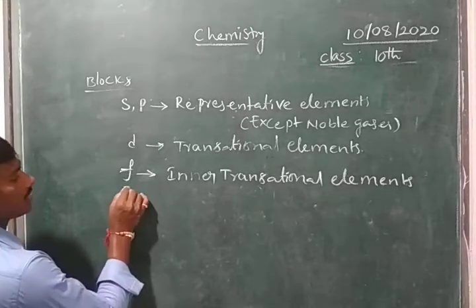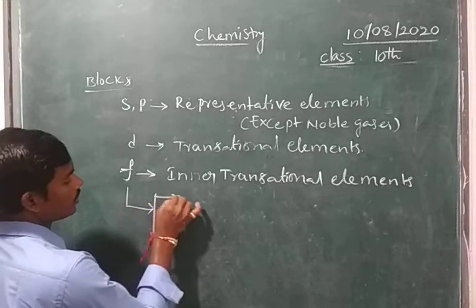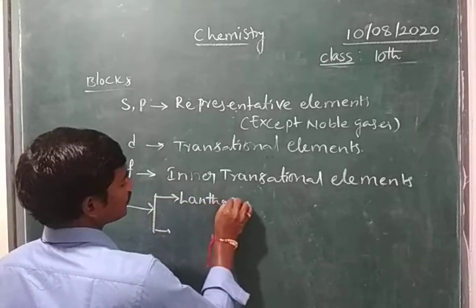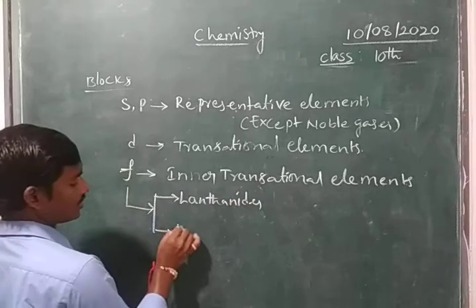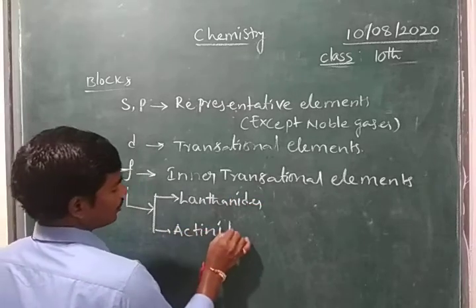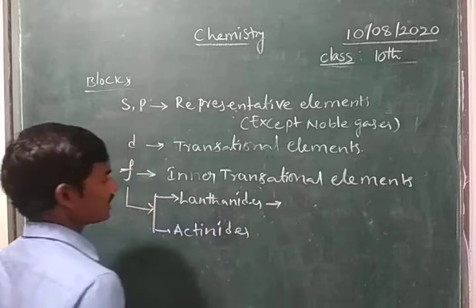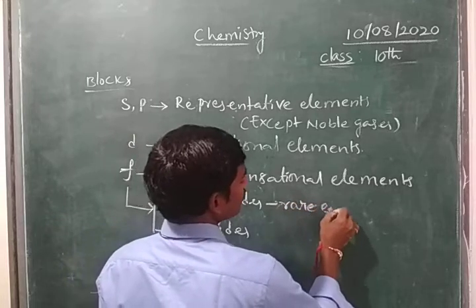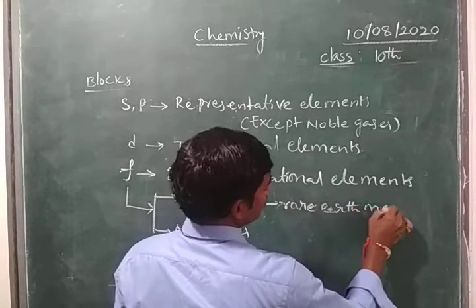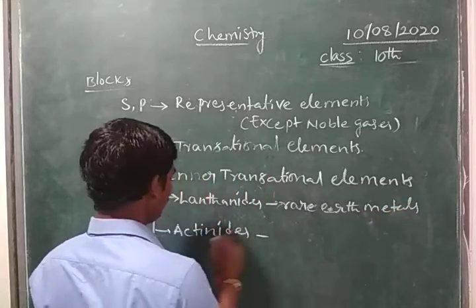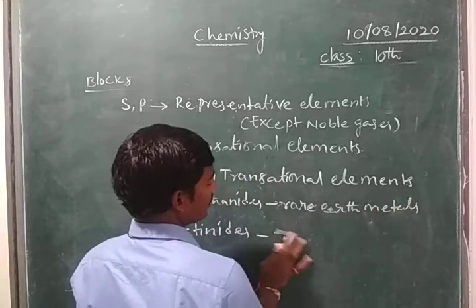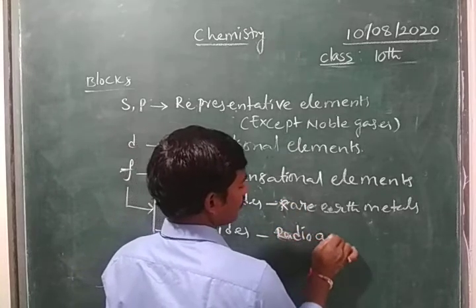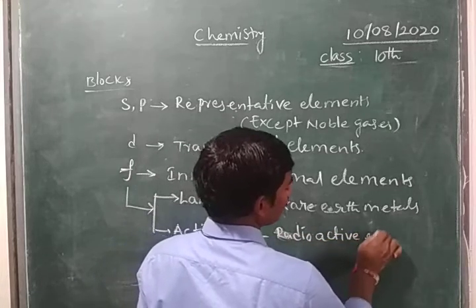And here the F block elements are again considered as 2 blocks. What are those 2 blocks? Lanthanides and actinides. Here the lanthanides we again consider as rare earth metals. What, children? Rare earth metals. And the actinides we consider as radioactive elements. What, children? Radioactive elements.